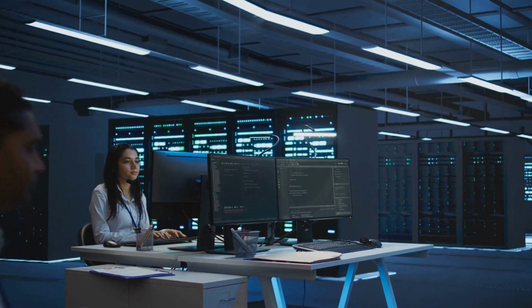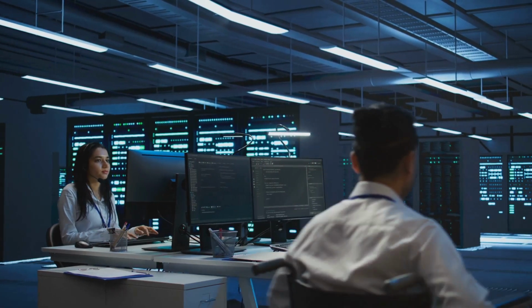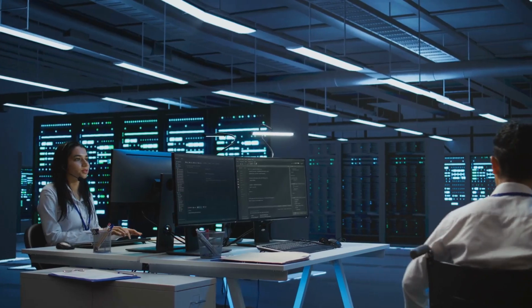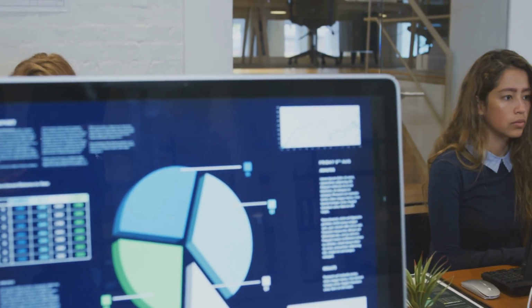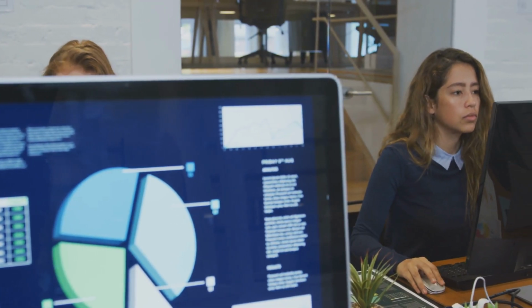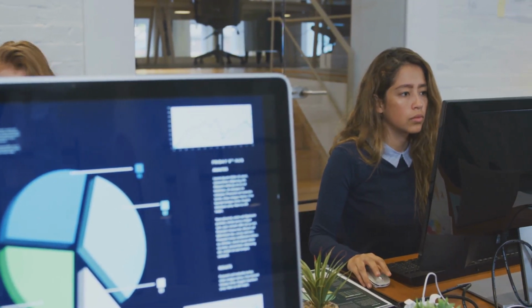Dynamic programming for big data. The explosion of data in recent years has created new challenges and opportunities for dynamic programming. Researchers are developing scalable dynamic programming algorithms that can handle massive datasets efficiently.